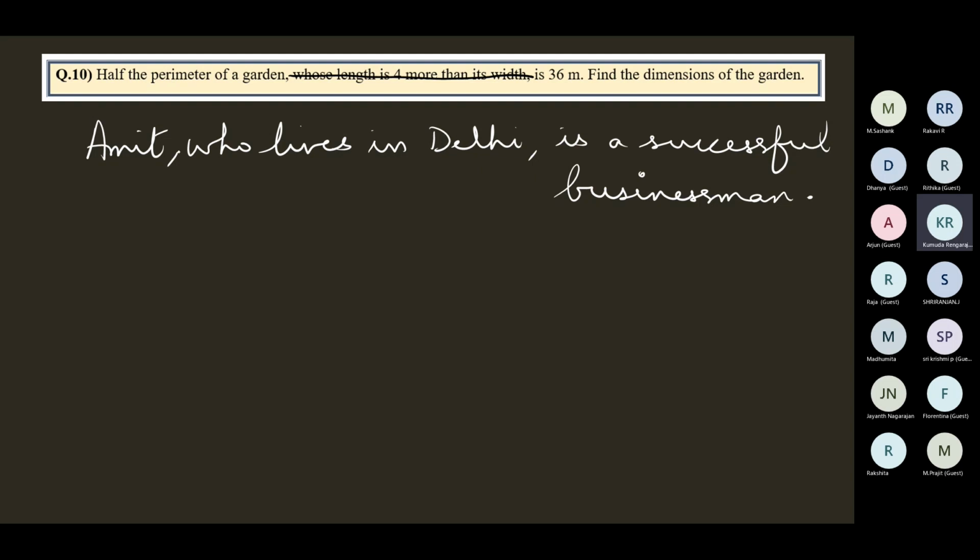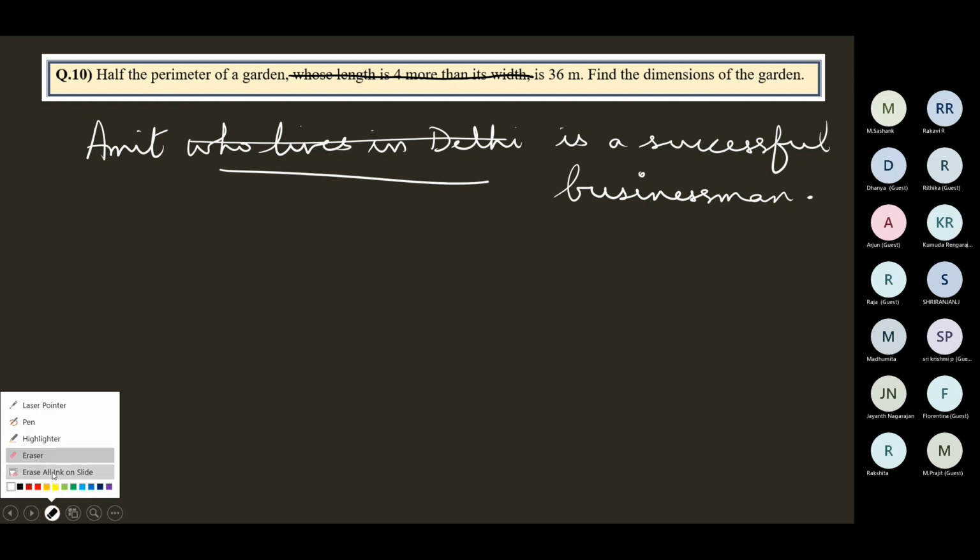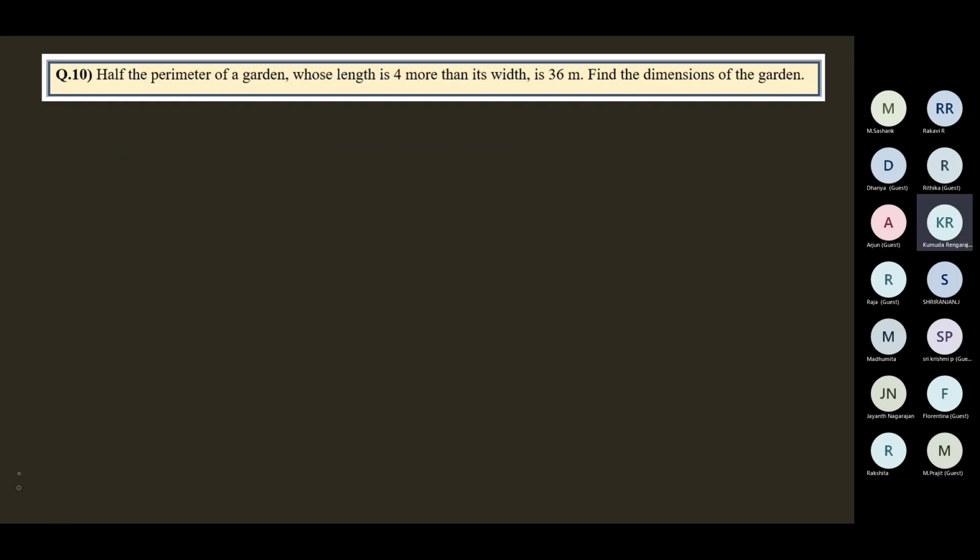See the comma used here: Amit, who lives in Delhi. That's information about Amit for you. Actually, they want to say that Amit is a successful businessman. Along with that, they're giving you another piece of information. But they want to tell you more about Amit. Amit, who lives in Delhi, is a successful businessman. So for that, we use the commas. You should place the comma. If you don't use the comma, it's difficult to read the sentence and comprehend its meaning. In the same way here, see, half the perimeter of a garden, see the comma.